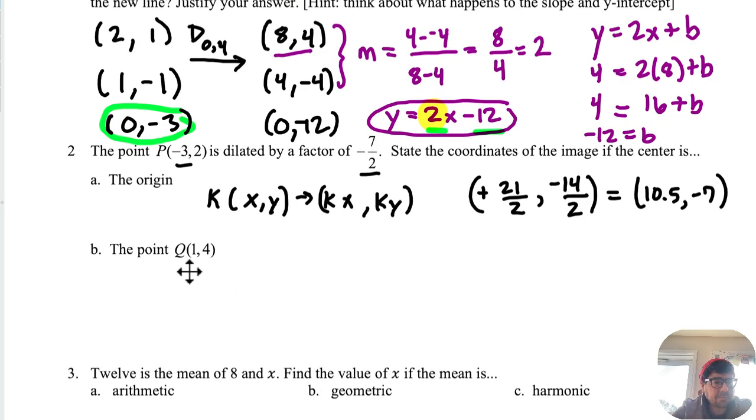But for a dilation about a point that's not the origin, it's a little bit more involved. There's a couple of ways to approach it. I'll try to show you some of the things I do. We'll look at it graphically first. So let's maybe pay attention to this. Our point is (-3, 2), and we're going about the point (1, 4).